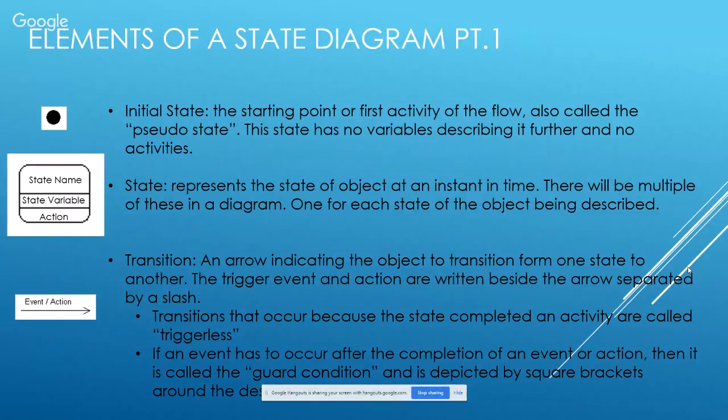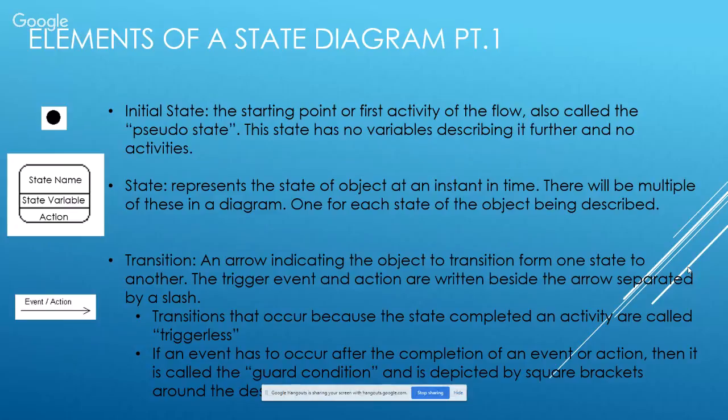You have the little rounded rectangle with three levels, sometimes there are only two. It all depends on how much information you're providing. But that's your state. It represents the state of the object at an instant in time. There will be more than one of those in each diagram, one for each state of the object being described. And in between each of those, you're going to have the arrow, or a transition, which is going to have the event and the action taken typically over the top of it.